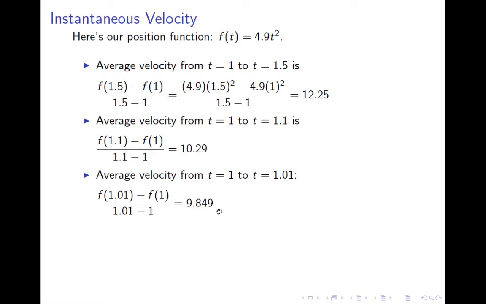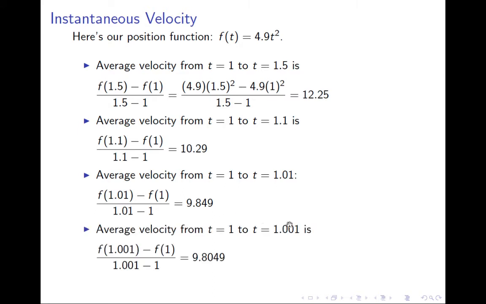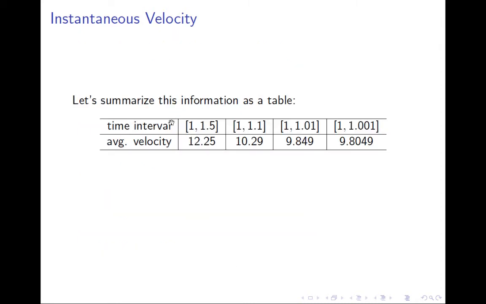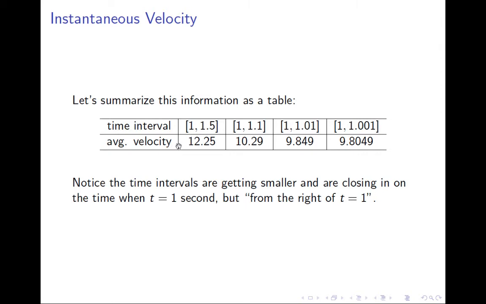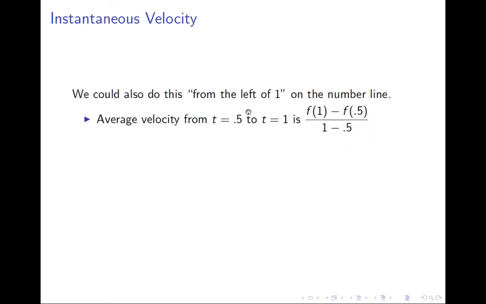So is this the instantaneous velocity at 1 second? No, but we can get a better approximation by doing this again. And you see that we keep getting closer and closer until it looks like this number, 9.8. So at least we get an upper bound. Let's summarize this information as a table. Notice that the time intervals are getting smaller and smaller, and they're shrinking around the time when t equals 1, but they're doing it from the right. And the average velocities are getting closer and closer to the value 9.8, and they're doing it from above. So we could also do this from the left of 1 on the number line.